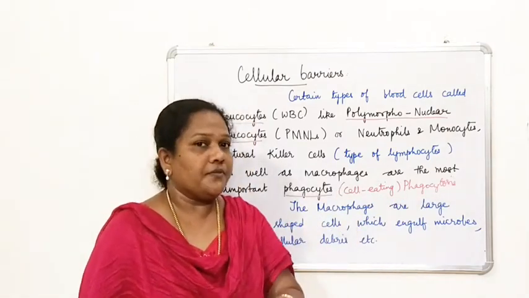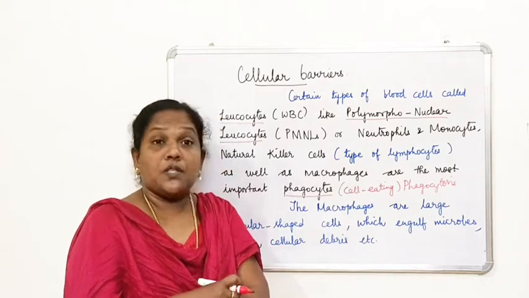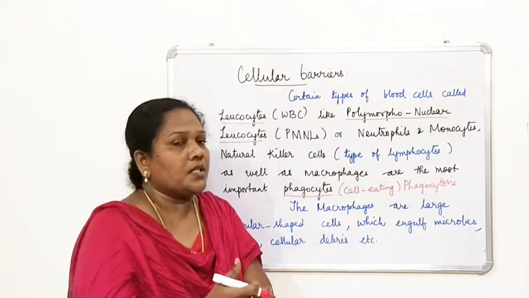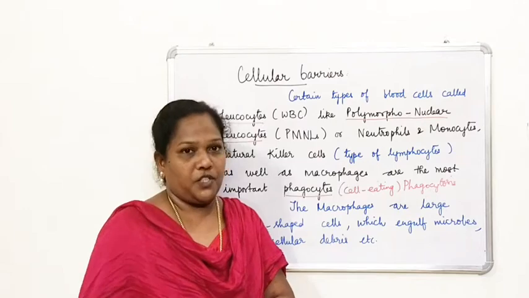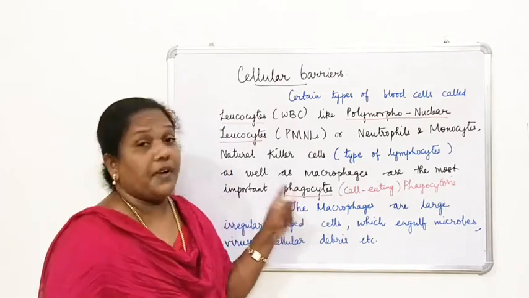So at the site of infection, what happens normally? The monocytes will be released, right? And then these monocytes will be converted into cells called macrophages. So this is how it is involved in phagocytosis.